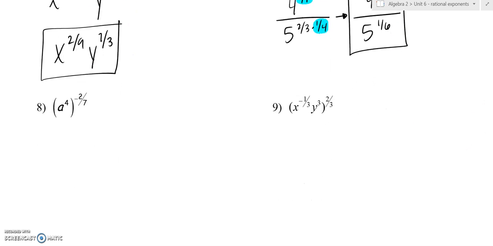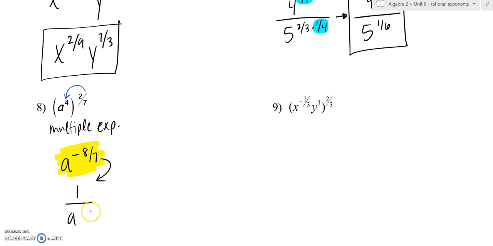Problem 8. Again, think about distributing that outside exponent in. When I do that, I'm multiplying those exponents. So if this helps, you can write that down. I multiply the exponents. When I do that, I end up with a to the negative 8/7. Well, I don't like negative exponents. Those are no good. I want to move that to the bottom. So that leaves me with 1 over a to the 8/7. Now it's positive because it's on the bottom.